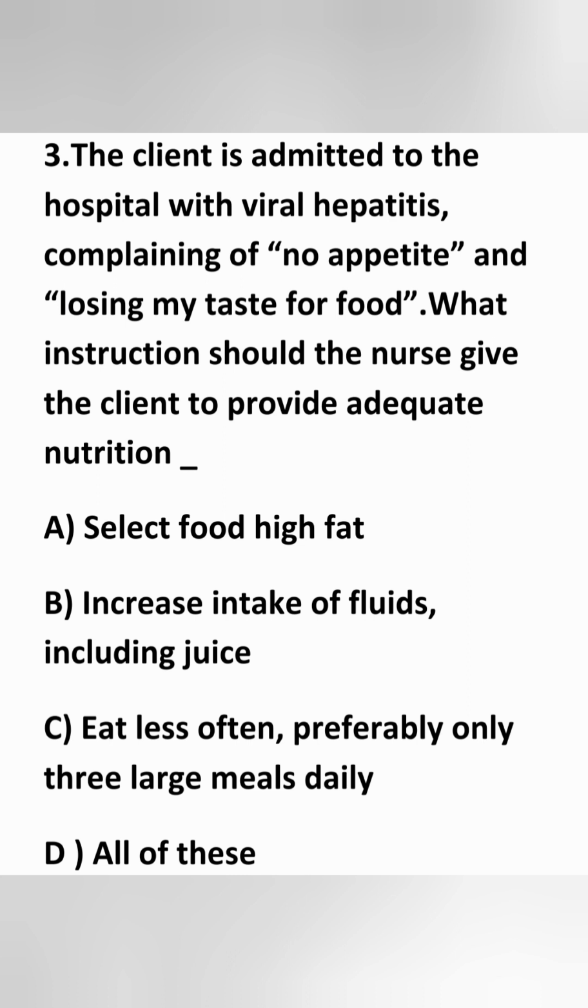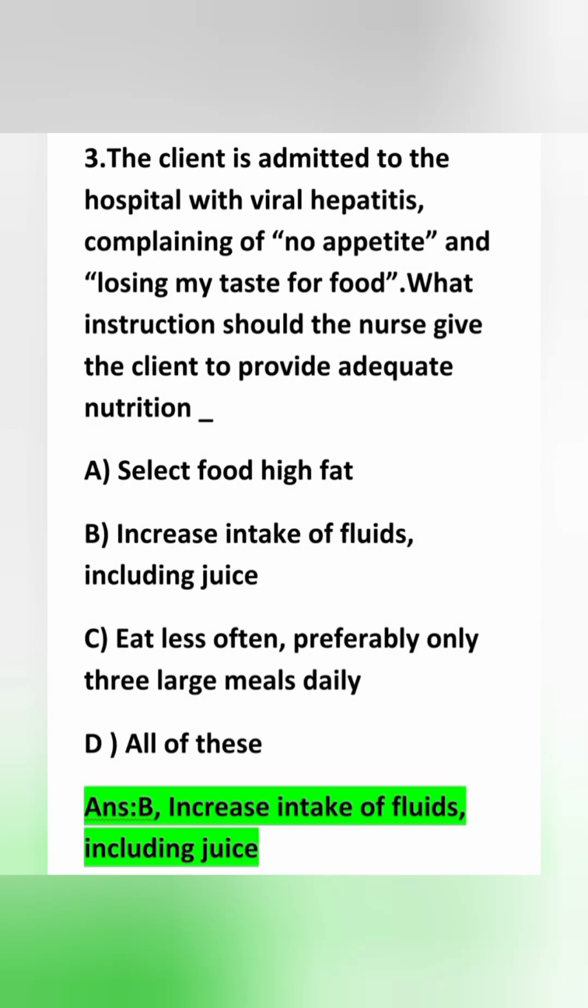We will see. In case of viral hepatitis, we will advise the patient to take a low fat diet. Our first option is to select food in a high fat diet. That is wrong. We should advise the patient to take a low fat diet because fat digestion is poor during the time of acute inflammation. We can also advise small and frequent meals, not large meals, in order to prevent the nausea that may be experienced during hepatitis.